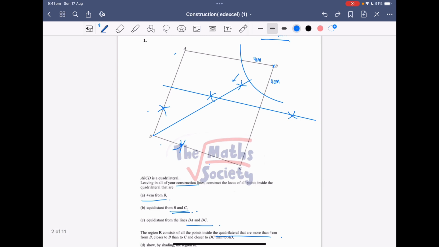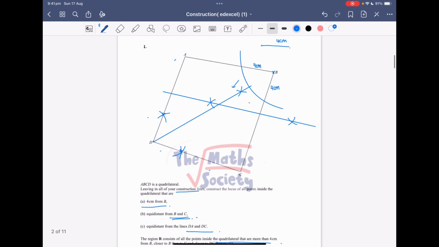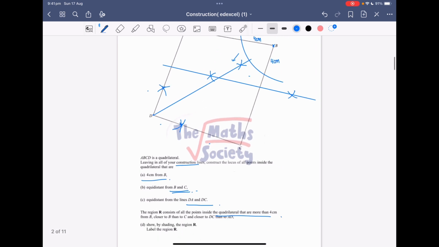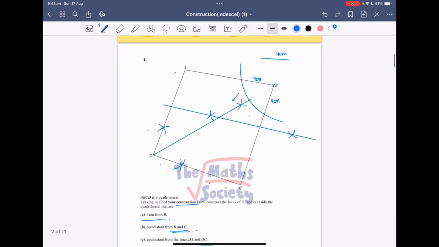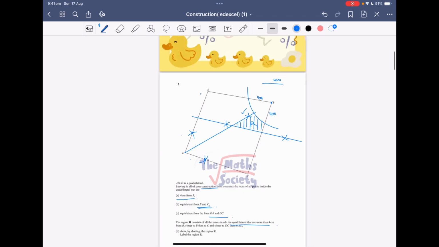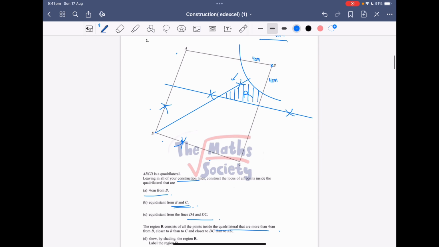So we can see that this spot is closer to B than C, and it's closer to DC than DA, right? Oh, AD, yep, same thing. And you just have to shade the region and then label it R. And that's it. That's how I will be showing how to answer the questions all throughout this paper, because I can't show the exact point, so I'm just going to go through it approximately and how you should be drawing it.